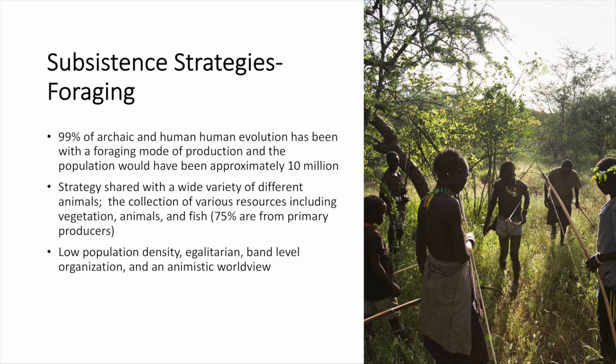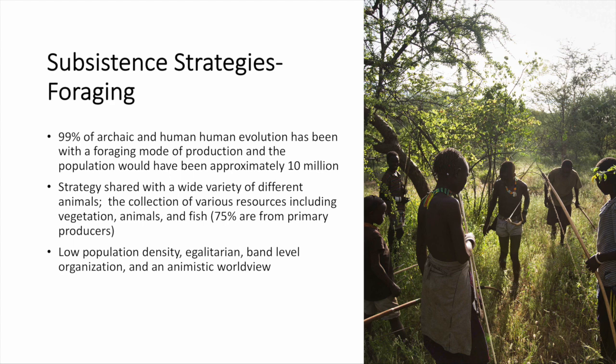This is a strategy for subsistence that humans share with many other animals, collecting various resources such as vegetation, other animals, and fish. In fact, 75% of the resources that are collected by foragers are primary producers, or plants. So for 99% of human evolution, and for foraging peoples today, the overwhelming resource that's utilized is vegetation, plant material. And what we see is that this particular foraging strategy leads to a kind of behavior and a kind of human population.